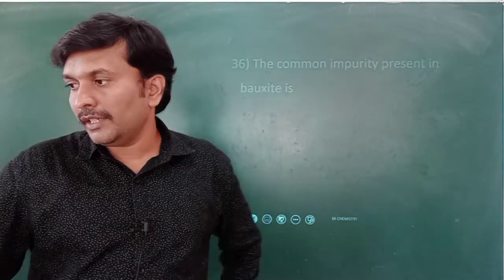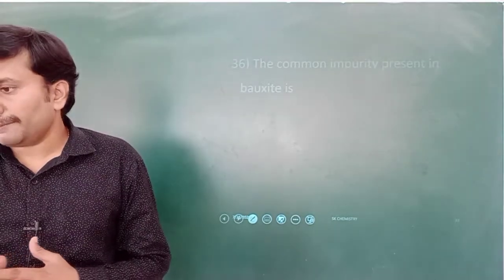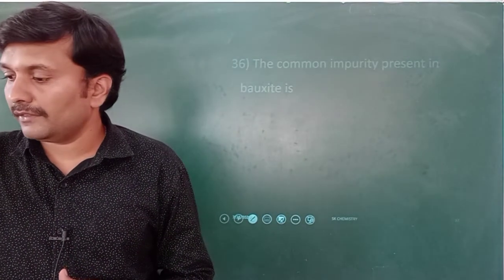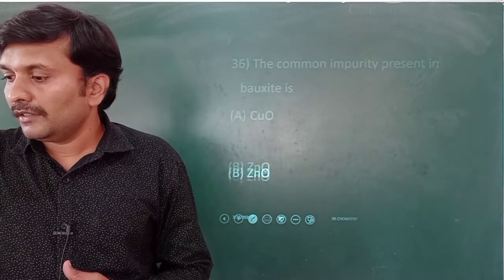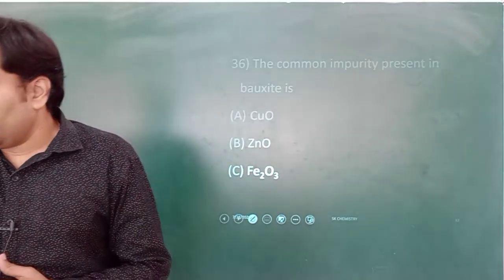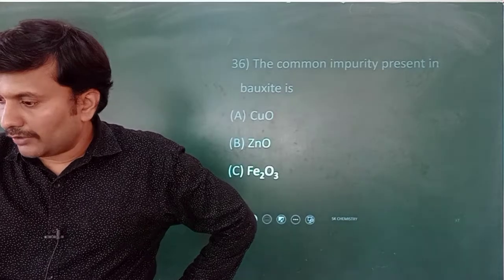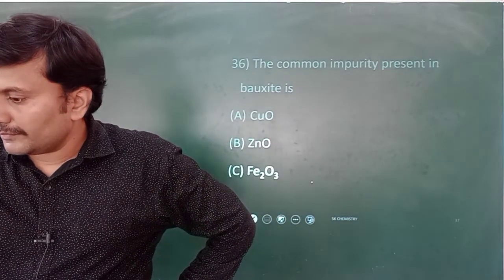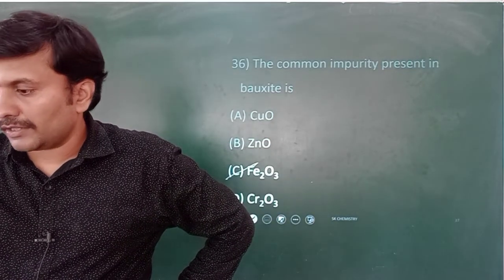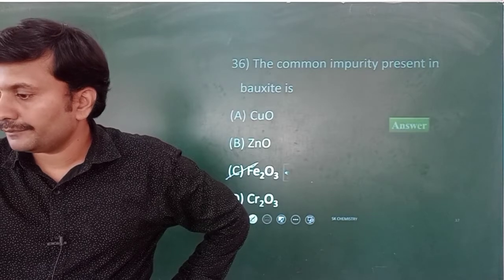The common impurity present in bauxite is ferric hydroxide. Which one? Ferric hydroxide, option C. Next.